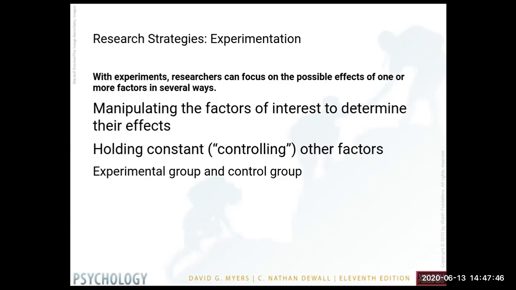It's the most specific to address what we call causation, to say that one thing causes another in psychology. We have to use what's called an experiment. In this case, researchers can focus on the possible effects of one or more factors in several ways. In a descriptive study, all we're doing is taking notes and describing what we're seeing, or taking their opinions down or their thoughts on who they're going to vote for, or why they like brand X over brand Y, etc. Trying to describe the person or situation.